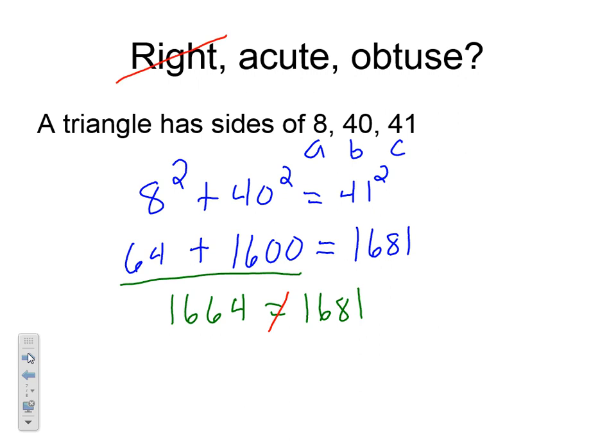So I look at my hypotenuse, which is always my C squared, and since this number is larger, so it's bigger, it's going to be obtuse.